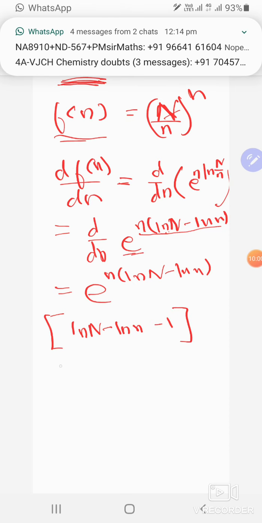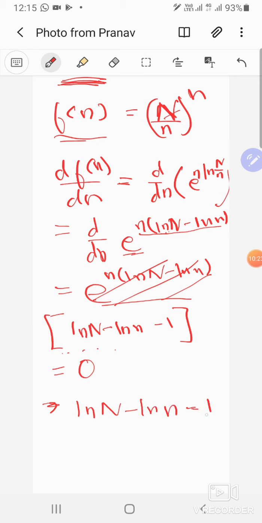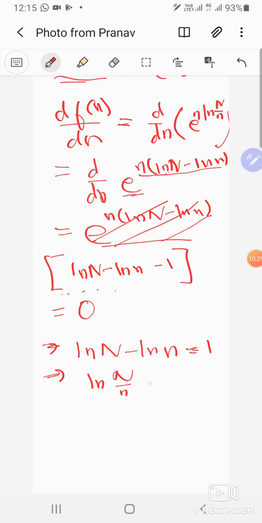Okay, and we want this derivative to be equal to 0 so that we get the maximum value, right? Obviously this thing cannot be 0 because it's always positive, so cancel that out, which means that this thing has to be 0. Okay, that's nice, which means that natural log of capital N minus natural log of small n is equal to 1. Okay, now that gives me natural log of capital N upon small n equals 1.